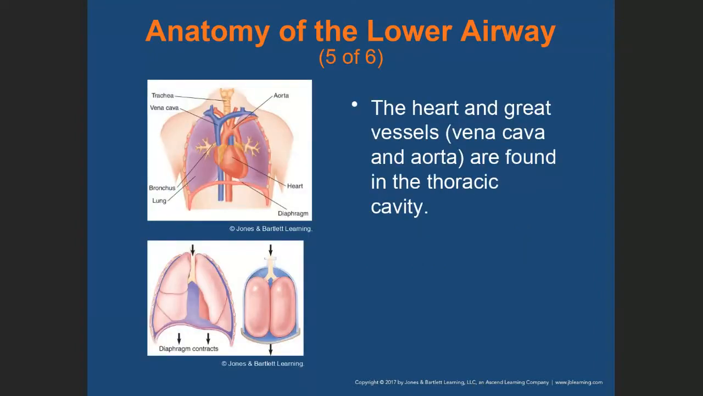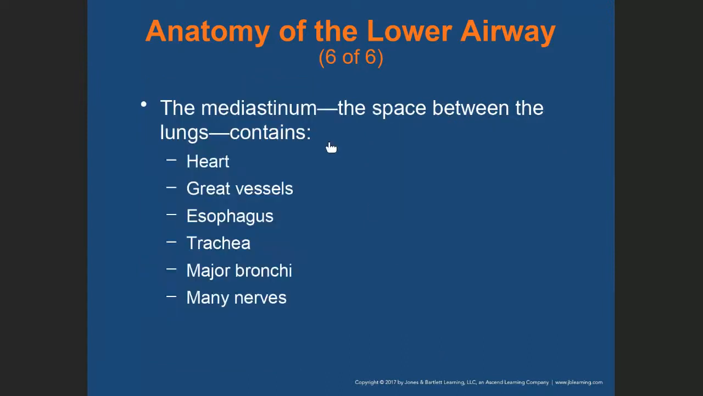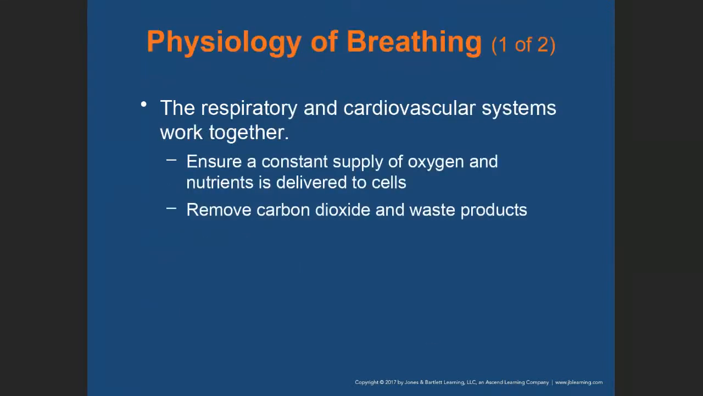None of this is new material. This is just a review. The heart and great vessels, which include the vena cava and the aorta, are found in the thoracic cavity, and that would be in the mediastinum. Mediastinum is the space between the lungs. It contains the heart, great vessels, esophagus, trachea, major bronchi, many nerves.